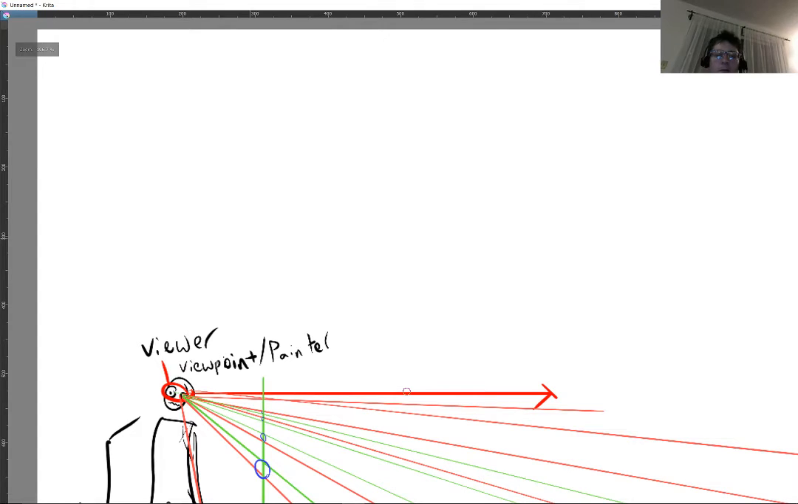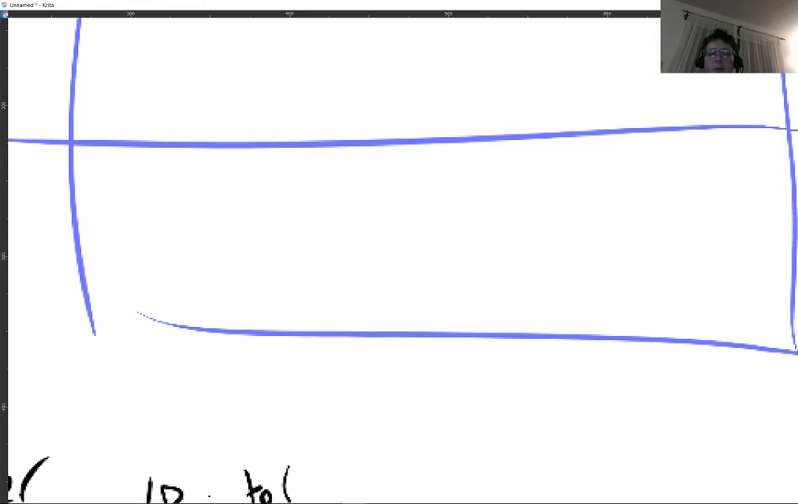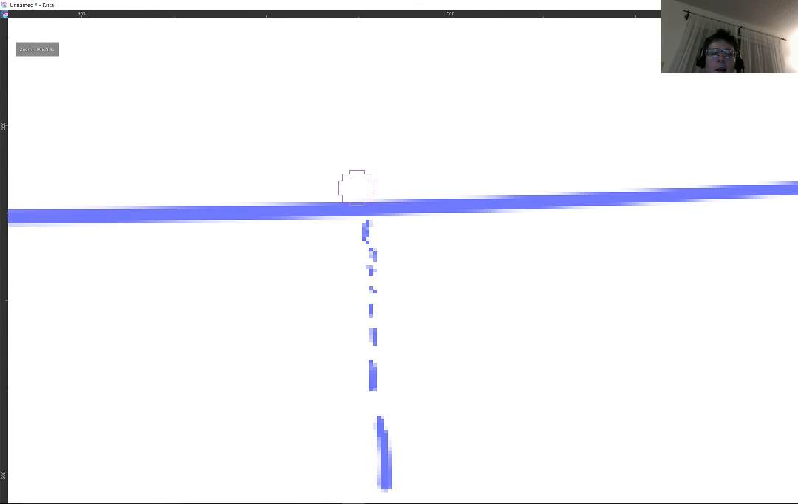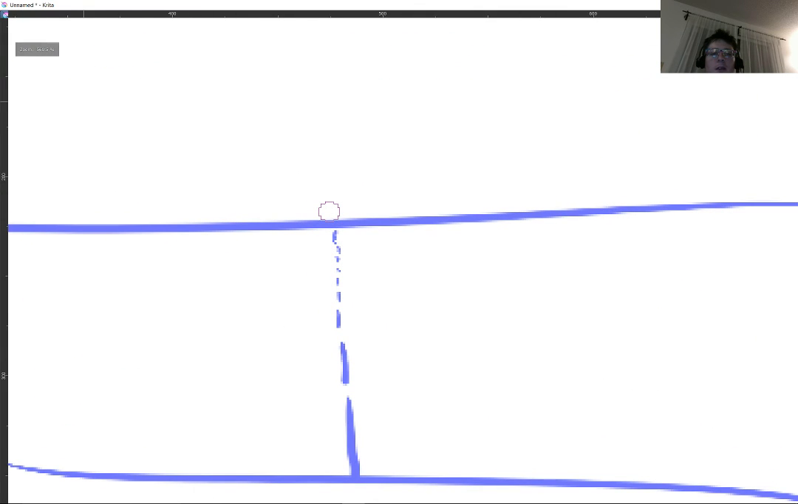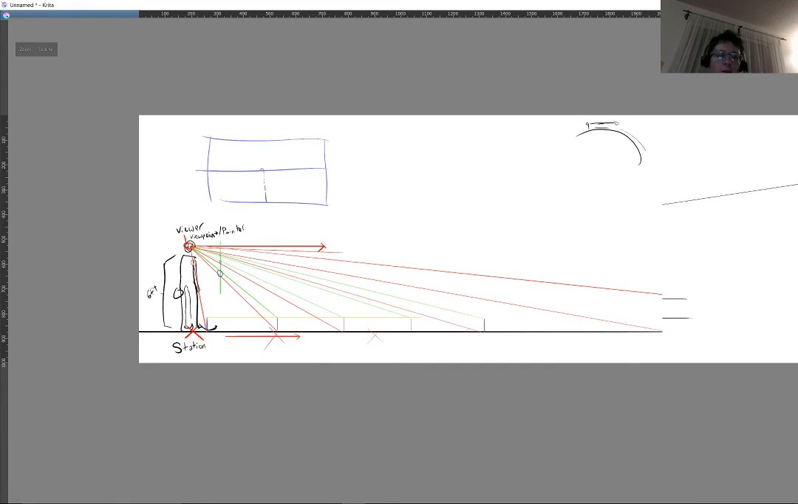So the way this ends up getting represented on a drawing is, let's say we have our horizon. The way we would view these posts is something like this. So the further back they get, they're almost invisible. They all start to converge at what's called the principal vanishing point, which brings us to our next topic.